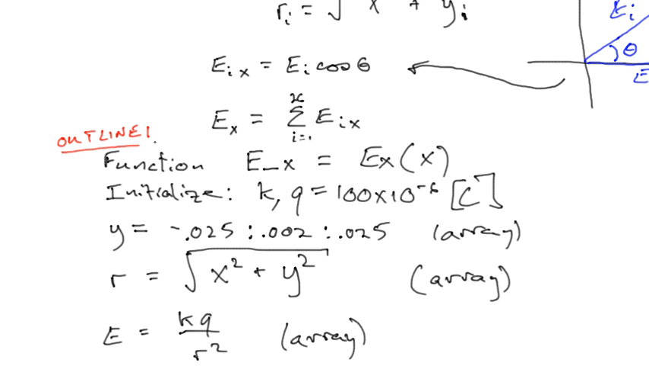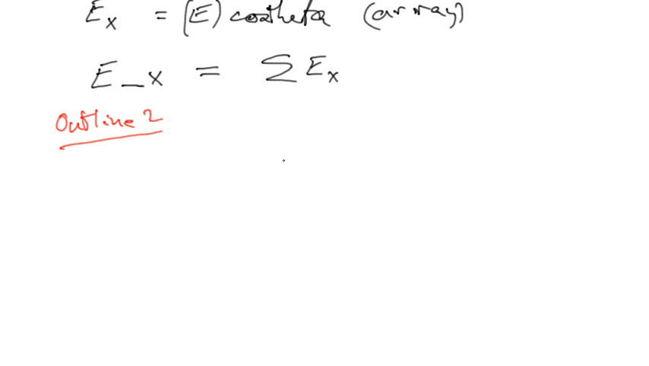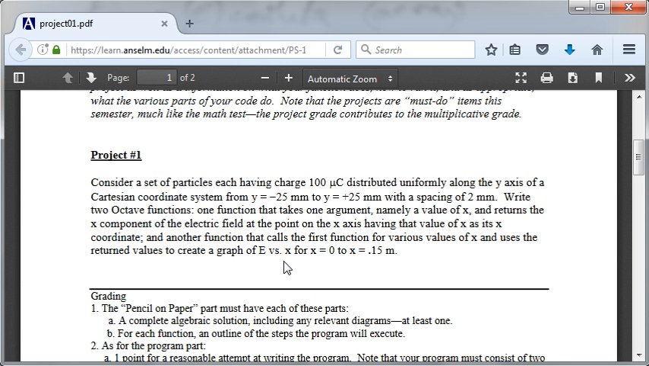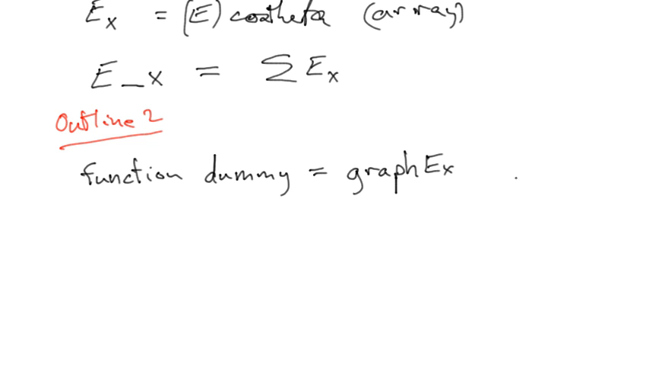Alrighty. And let's see what we gotta do. This one just graphs. So I think let's see what the requirements are. Create a graph of E for x goes from 0 to 0.15 meters. Alright. So I'll call it function. I call the return variable dummy because we're not actually returning anything. Dummy equals graph.ex. And it takes no arguments.